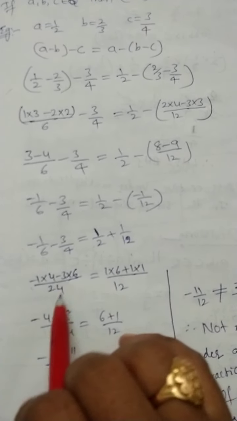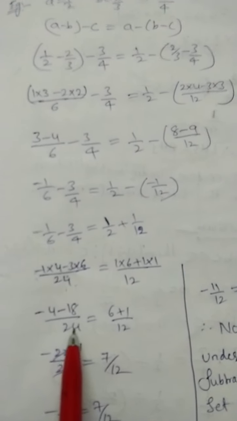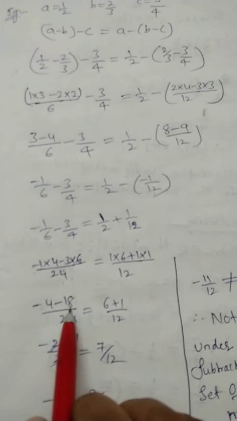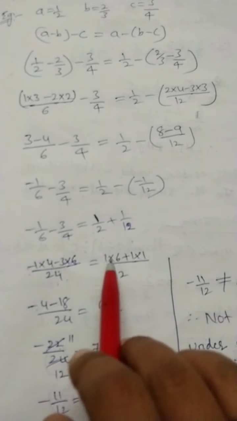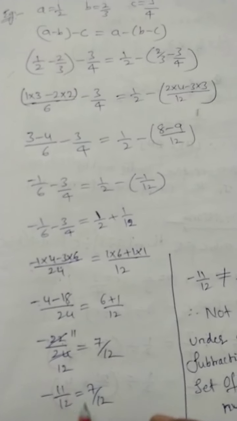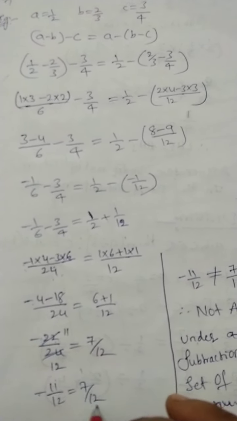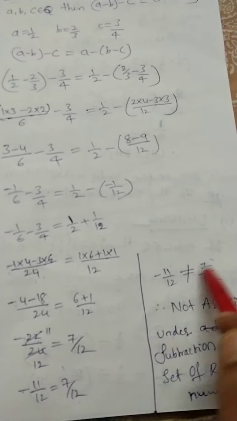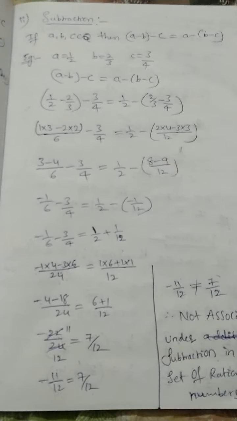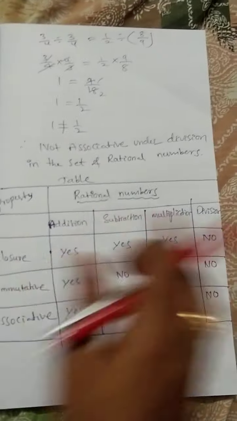So if you take the LCM here for these two values, you will get this. See, minus 4 minus 18, minus 22. Here 6 plus 1 is 7, 7 by 12, here minus 22 by 24, but you will get minus 11 by 12, here 7 by 12. Both are not equal, yes or no? So not associative under subtraction in the set of rational numbers. Subtraction does not satisfy the associative property.